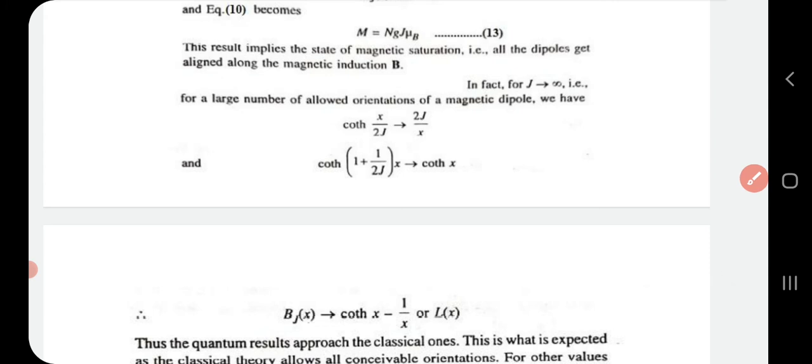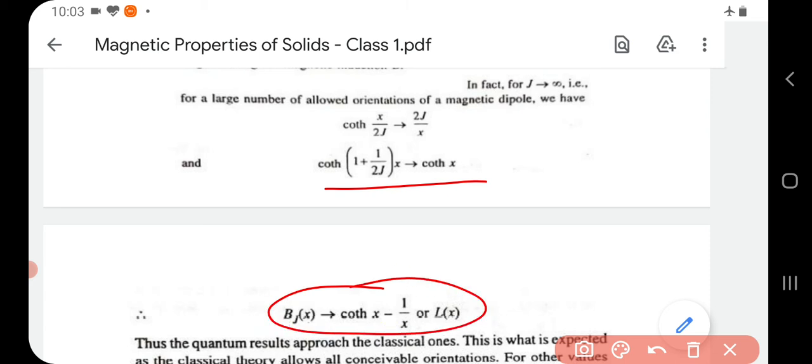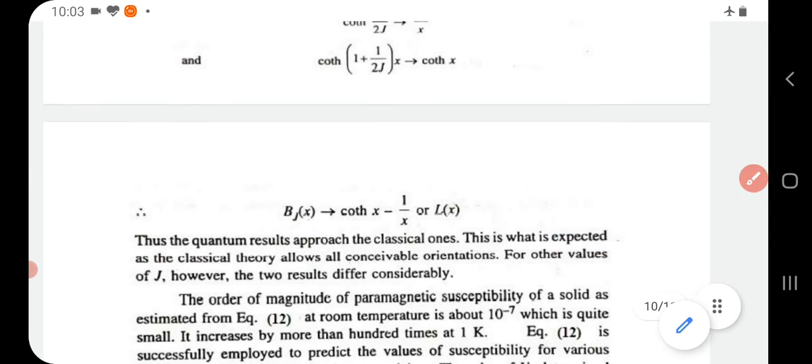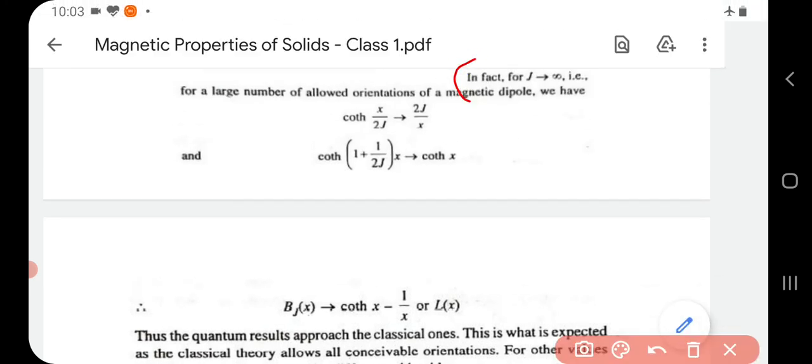Now when J tends to infinity, that is for a large number of orientations, the expression for coth(1 + 2J)x will reduce to coth x. And B_J(x) will be this one. So I think there is no need of explaining that. You can just leave it. They have mentioned it just to show that the quantum approach approaches the classical one. So I think no need of mentioning that. So this part you can skip.